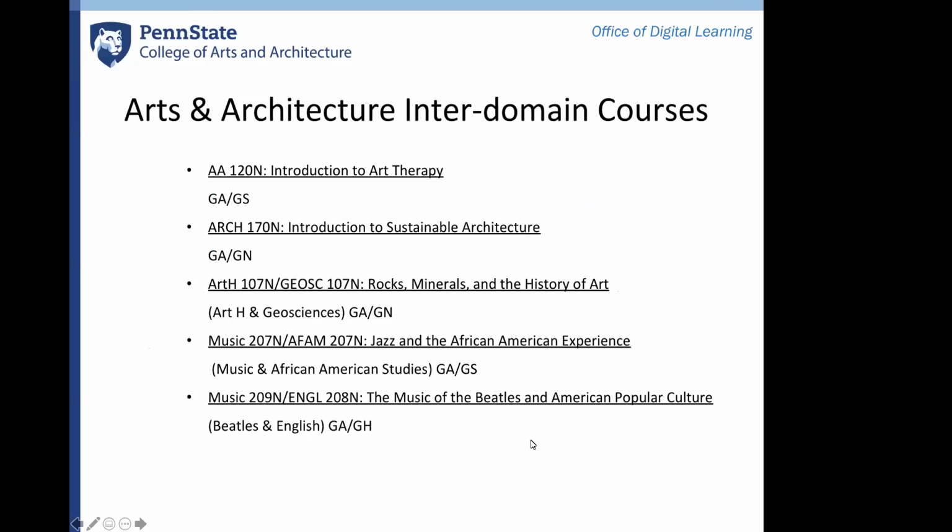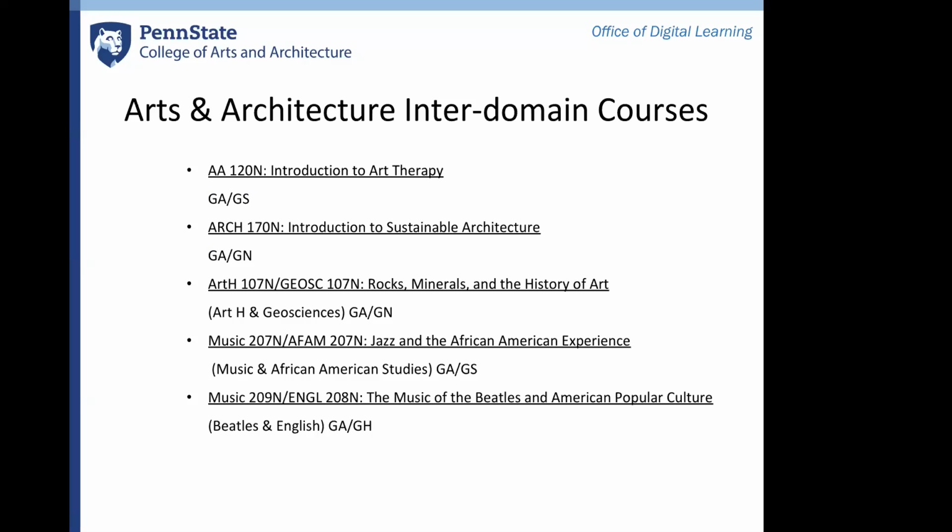Okay. So some of the arts and architecture interdomain courses that we have, well, these are actually our interdisciplinary courses, but some of them are interdomain and some of them are linked. So I can walk through them. The first one is our Introduction to Art Therapy. That's an interdomain course. It's one course that spans one single semester. It's listed as a general arts, and the GS, I believe, is the general social studies. And then we have Architecture 170, which is Introduction to Sustainable Architecture. That's a general arts and general natural sciences.